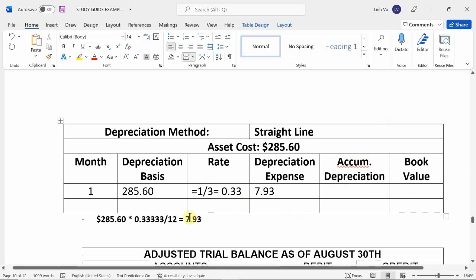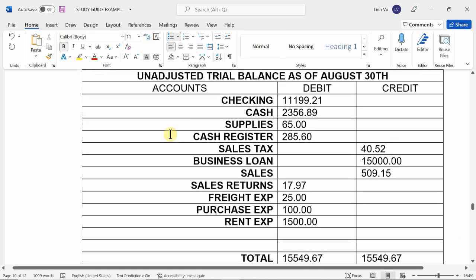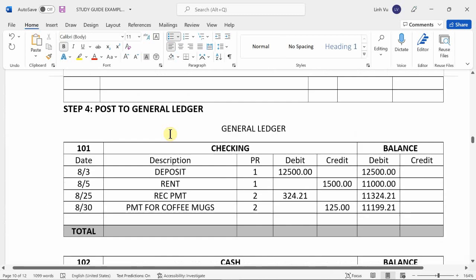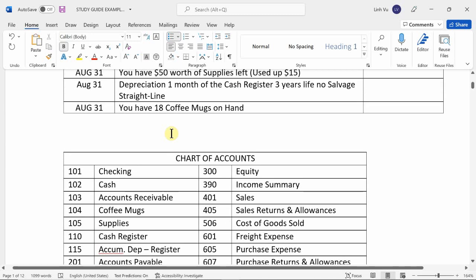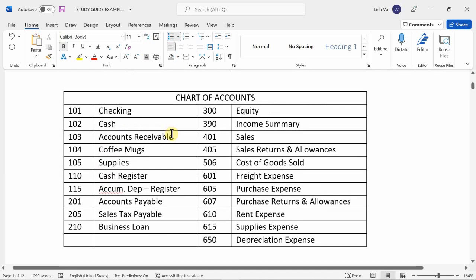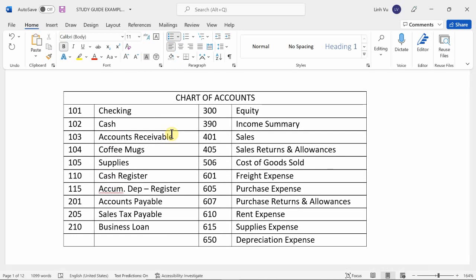Okay, you can finish the rest of the table, it's up to you, but I got what I need, which is the depreciation expense. So in this case, let's take a look at my chart of accounts. What accounts am I supposed to be using? We know that we just did a depreciation expense, so that's the first one, $650. And in this case, we cannot take off the cash register right away. We have to use the accumulated depreciation for the register, which is account number 115.